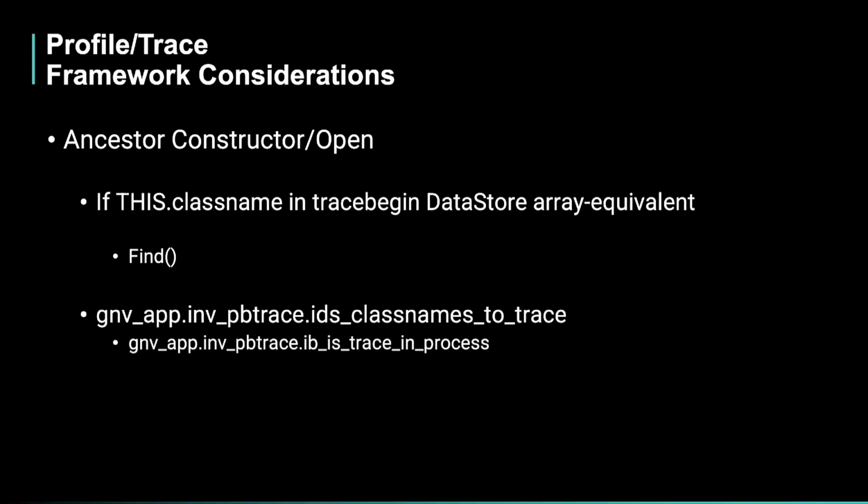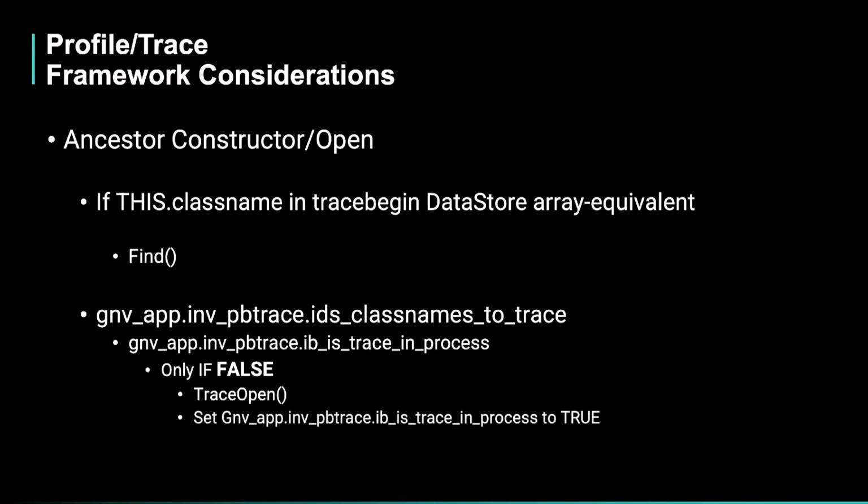And then, if indeed a trace is in process, we check the Boolean value of that flag, and only then, if it is not in process, do we issue a trace open. In other words, only if trace in process is false do we then open and start a new trace. Otherwise, we just piggyback on the pre-existing trace in process. And we set the in process flag to true.